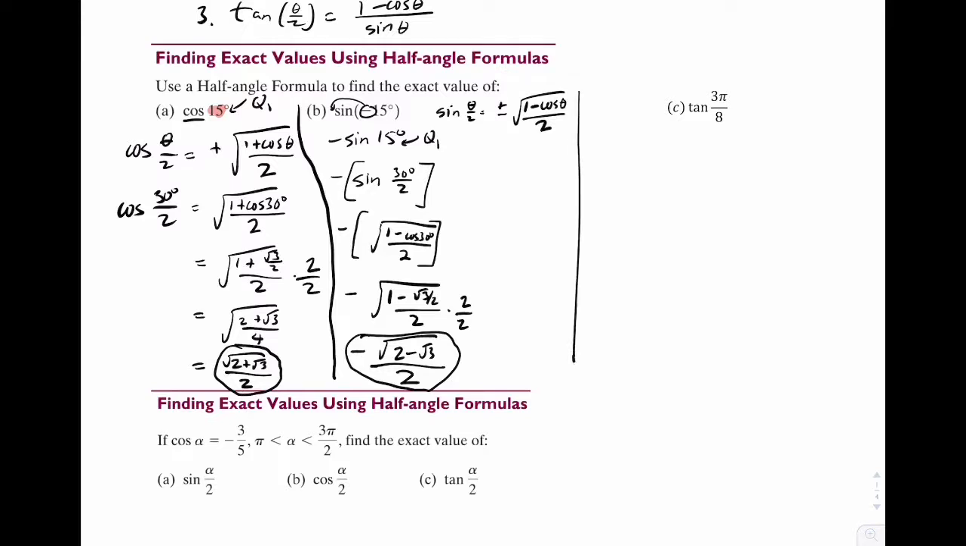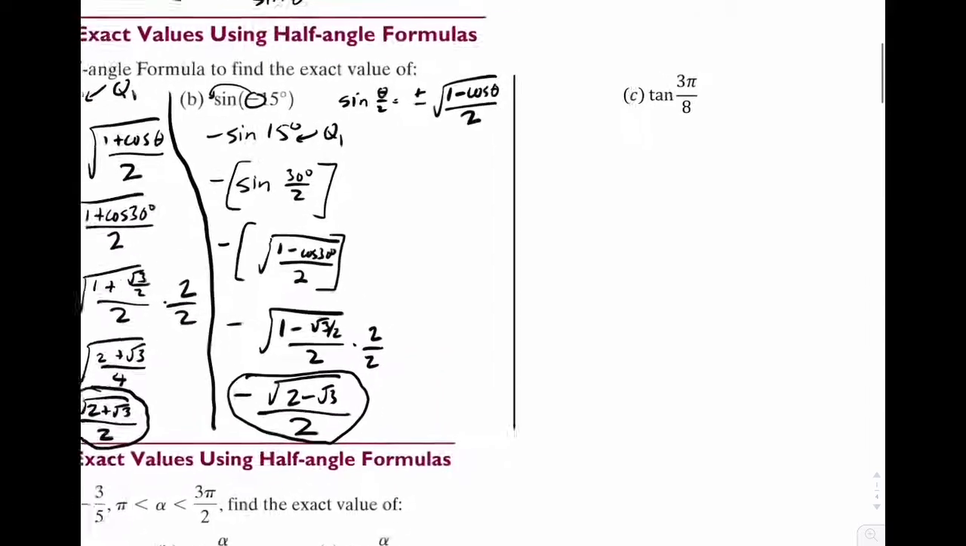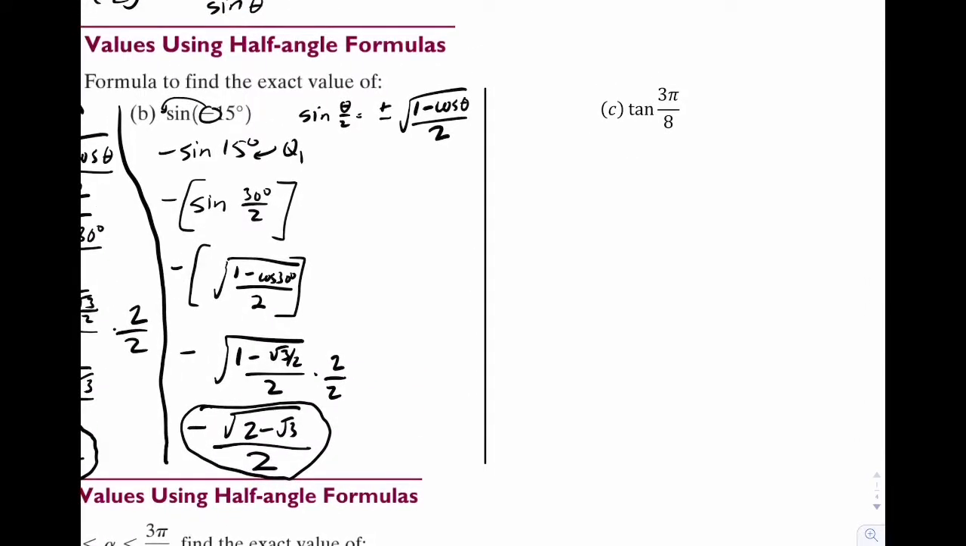Okay, tan problem. This one's going to be a little tricky. The good thing about the tan formula is, if you think about the actual half angle formula, tan theta over 2 is 1 minus cosine theta over sine theta. Notice how there is no plus or minus. So this formula is great because you don't worry about the quadrant at all. You can just straight plug it in. The challenge will be, how do you rewrite this angle as something over 2?